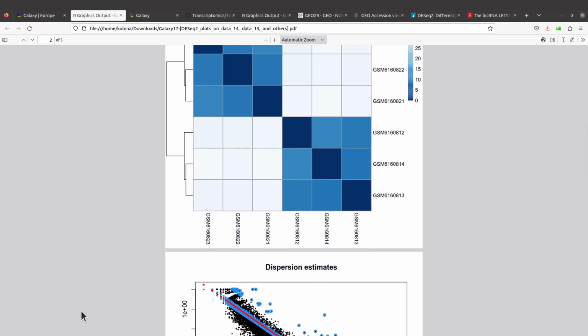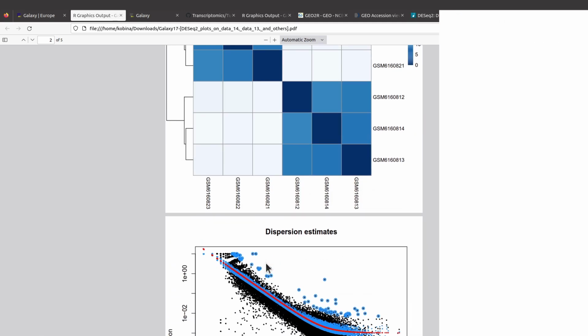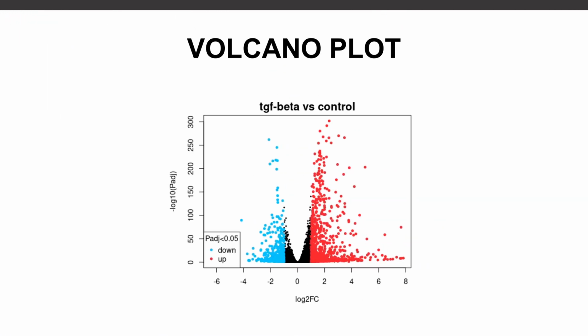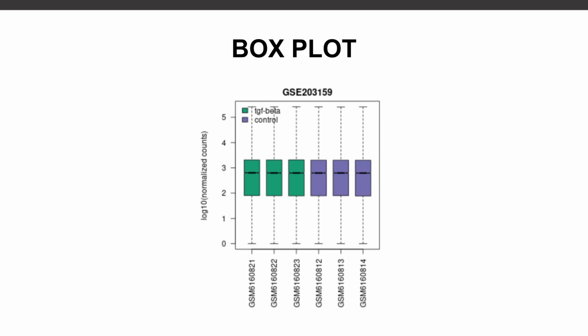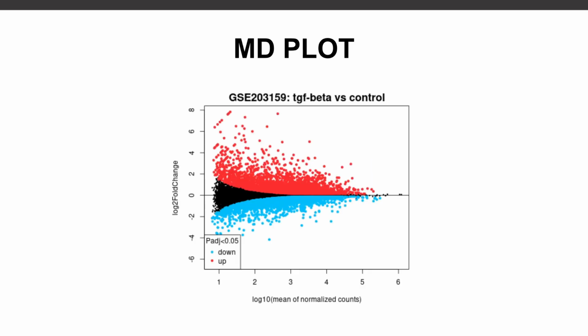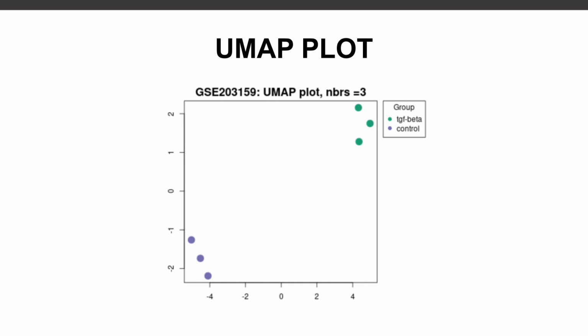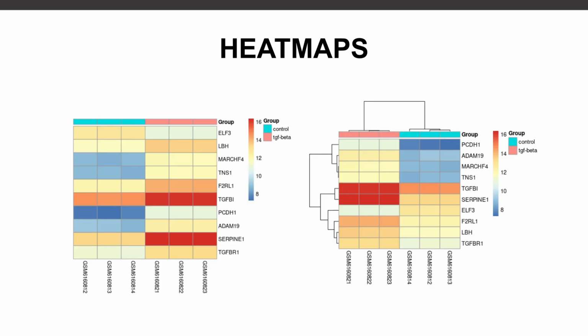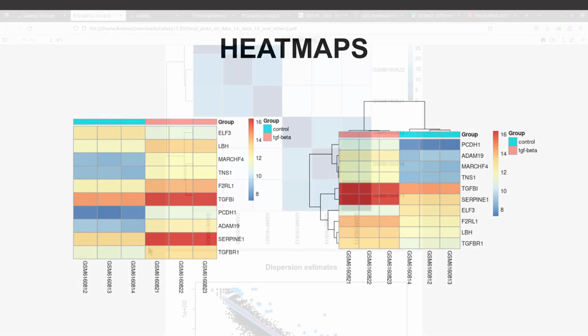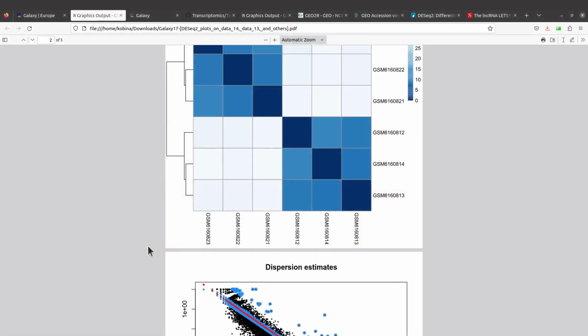In addition to these plots, you can also generate volcano plots. You can also generate box and whisker plots, MD plots, and UMAP plots. You can also generate heat maps of log-transformed, normalized counts. And for these plots, I have scripts that can be used to generate them. If you want those scripts, you can check the description box for the links to the scripts.